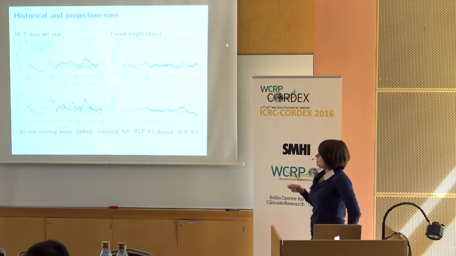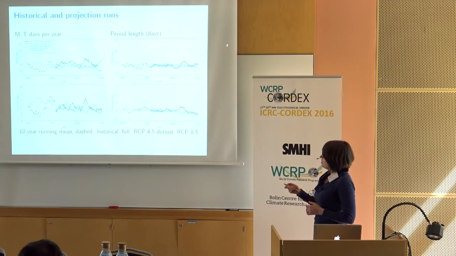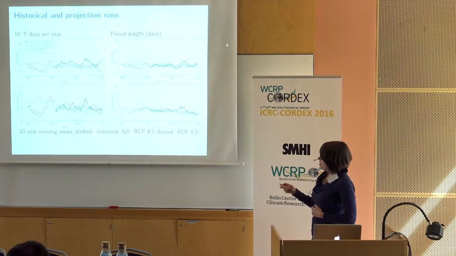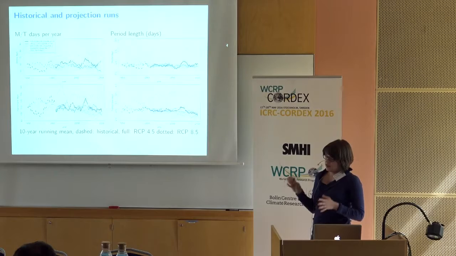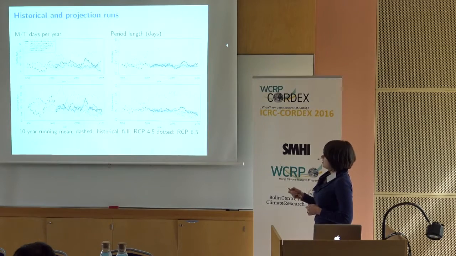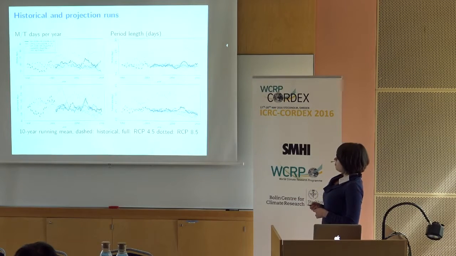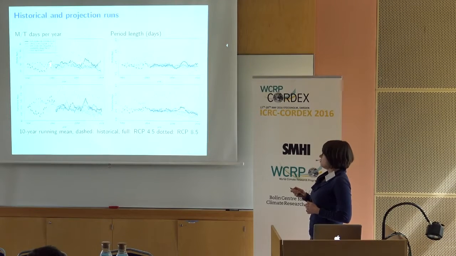We basically did the same as before, and we now made sure that in the period for which we have the observations, so 1980 to 2010 or wherever the historical run ends, we have the same number of Mistral and Tramontane as in the observations. So this causes some changes here.